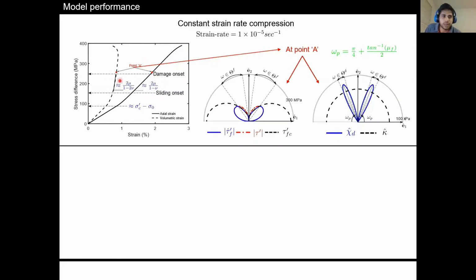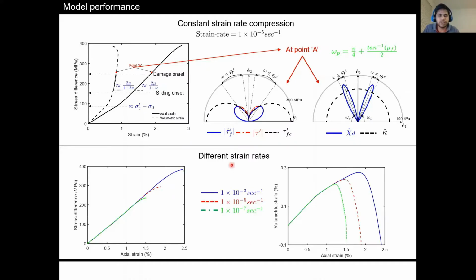At a typical point right after the damage onset, we can see that there are some directions that are undergoing frictional sliding, but there are other directions that are not undergoing any sliding. Similarly, there are directions with damage evolution and there are directions with no damage evolution. It should be noted that the maximum damage growth happens along a direction which is similar to the direction of failure in the Mohr-Coulomb criterion for axisymmetric loading.